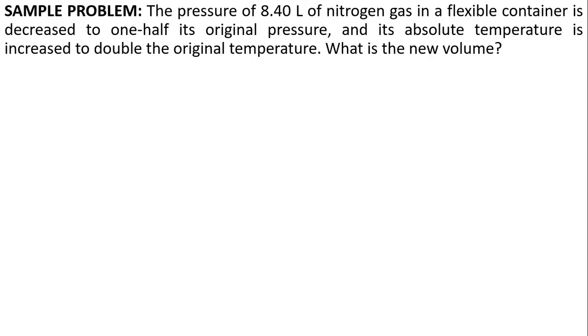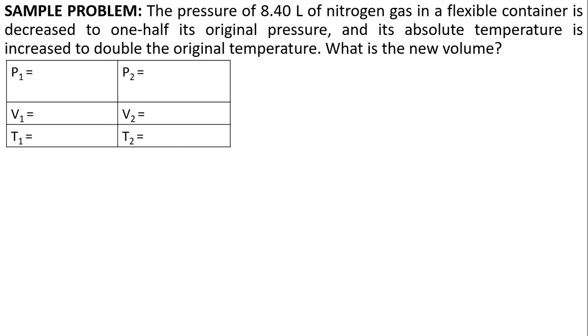Now, let's have this. The pressure of 8.40 liters of nitrogen gas in a flexible container is decreased to one half its original pressure, and its absolute temperature is increased to double the original temperature. What is the new volume? This sounds so complicated, right? Double, half. But now let's try to analyze it. Actually, there are two ways to solve this problem. So let's do the first one.